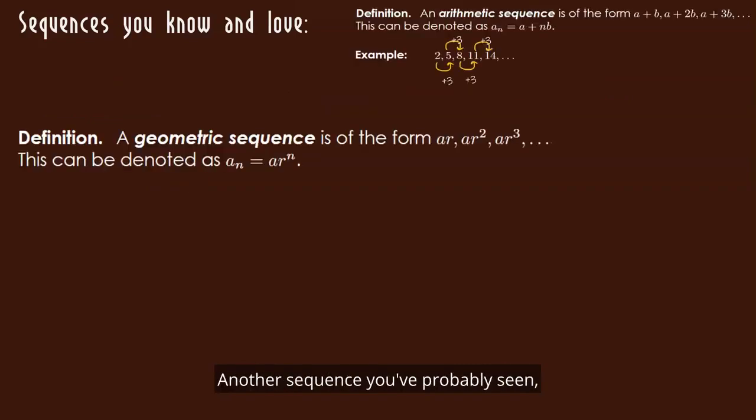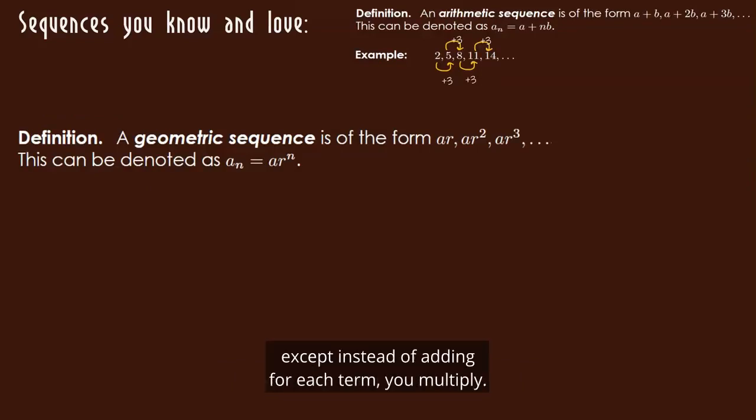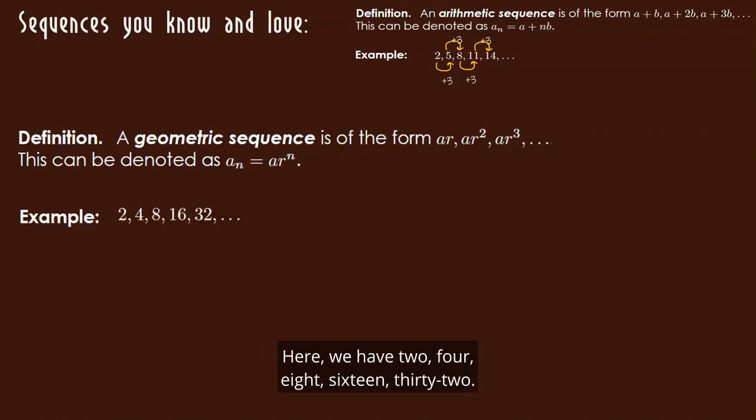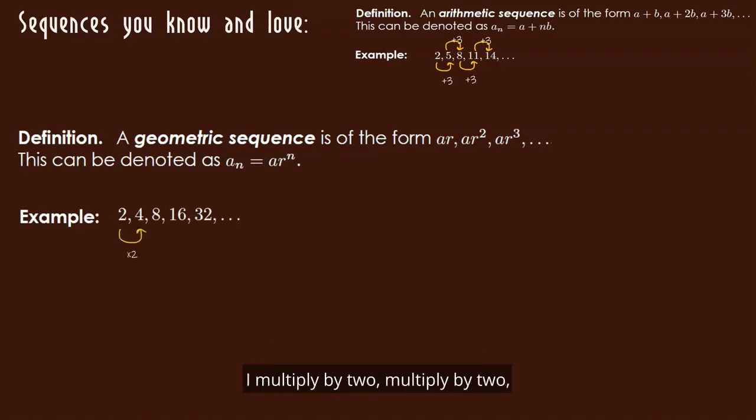Another sequence you've probably seen, hopefully, is a geometric sequence. Same idea as arithmetic, except instead of adding for each term, you multiply. So we've got ar, ar squared, ar cubed. Usually it's denoted by a sub n is equal to a times r to the n. Let's look at an example. Here we have 2, 4, 8, 16, 32. So I started with 2 again. I multiply by 2, multiply by 2, multiply by 2, multiply by 2.